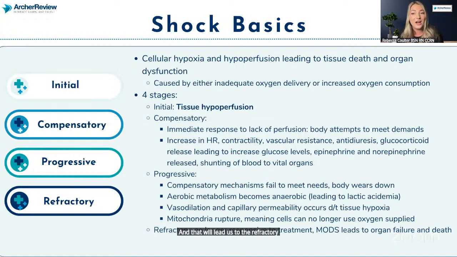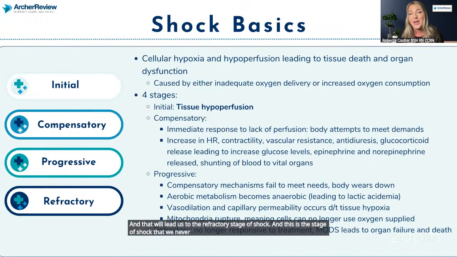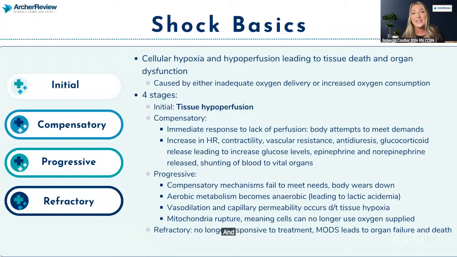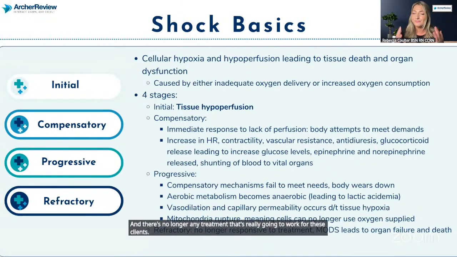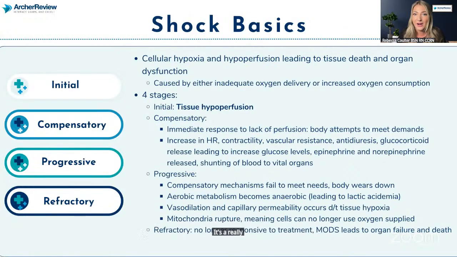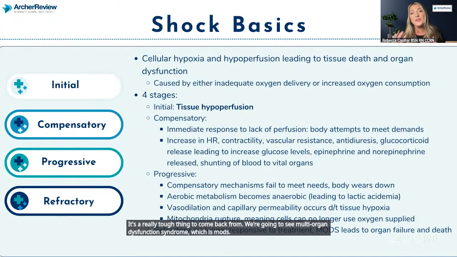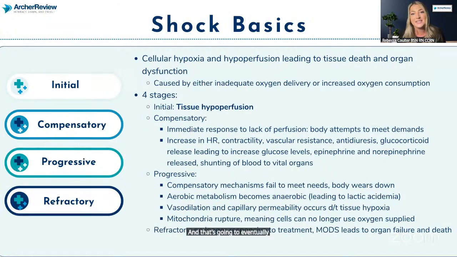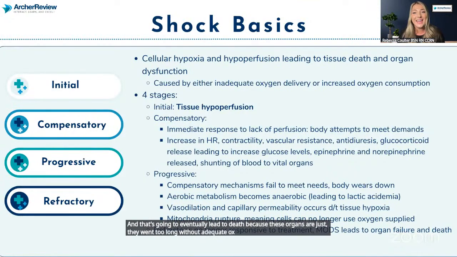And this is the stage of shock that we never want to see our patients get into. We ideally are catching shock sooner so that we don't reach this stage, because what happens in refractory is that tissue has really died and there's no longer any treatment that's really going to work for these clients. Once we're in refractory shock, it's a really tough thing to come back from. We're going to see multi-organ dysfunction syndrome, which is MODS, and that's going to eventually lead to death, because these organs went too long without adequate oxygen. We didn't catch it fast enough.